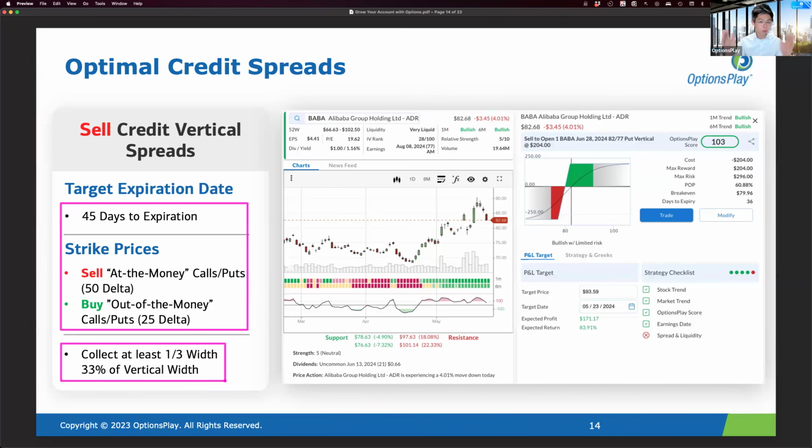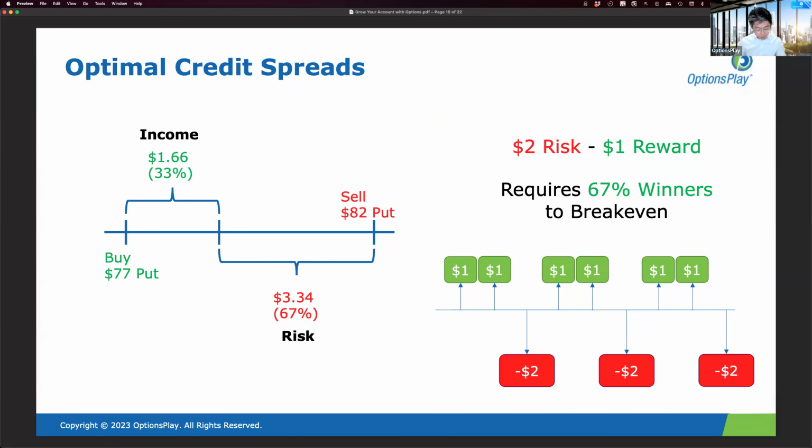So before we talked about the fact that the vertical width is important because whatever you collect in income, the rest of it is going to be your risk. And that relationship of how much you're making versus how much you're risking is incredibly important. What we're saying is that you need to collect at least 1/3, meaning your risk cannot exceed more than 2/3 of the vertical width. If you're collecting less than 1/3, that means you're going to be risking a larger percentage of the vertical width, and that's when things start to go south. And we're going to go through an example here to help you understand why this is so important, okay? So let's say in this example, I sell the $82 put and I buy the $77 put.